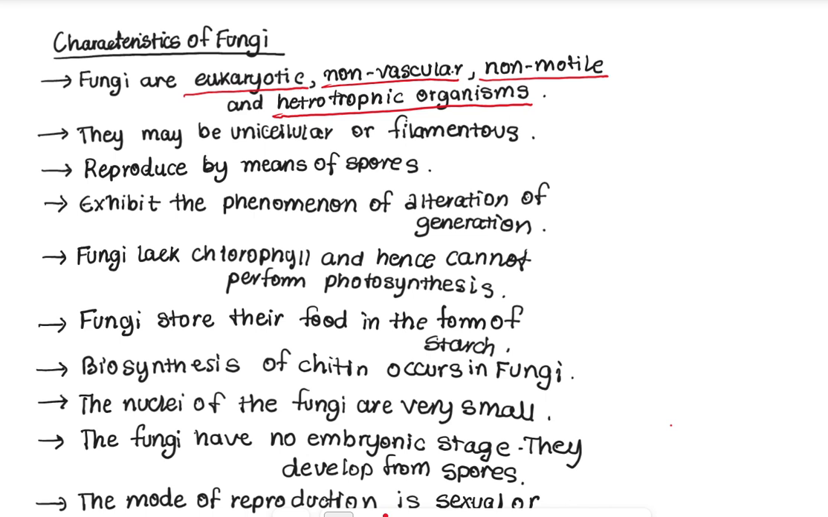Moving on to the next point, they may be unicellular or filamentous. Some fungi consist of only one cell. Example is yeast, while the others are made of thread-like structures called hyphae, forming a network known as mycelium. I have covered this in a separate video, so you may go and watch it. Example here is bread mold, which has a filamentous structure known as hyphae.